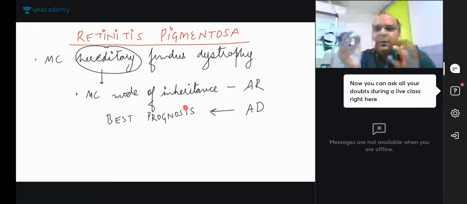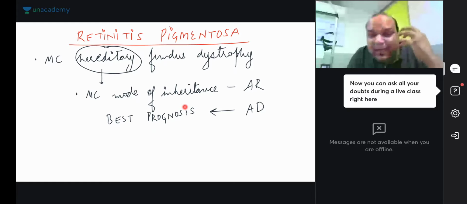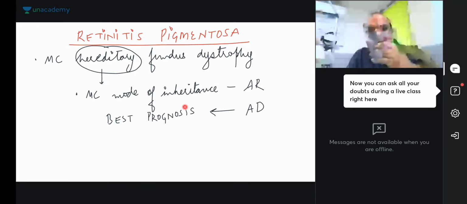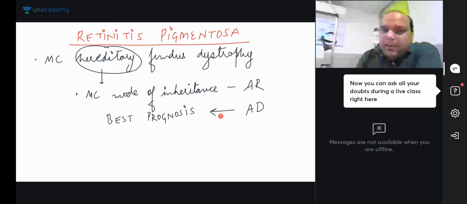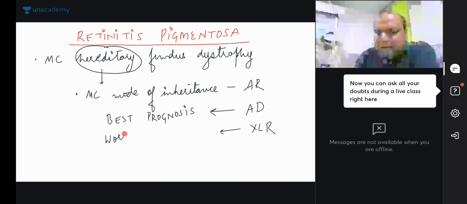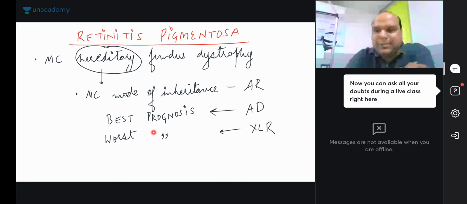I hope you understand the meaning of prognosis. Prognosis means outcome. And in the case of the eye, it means visual outcome. So if a patient has retinitis pigmentosa which is inherited autosomal dominant, his visual outcome will always be good. But it can also be X-linked recessive. If it is X-linked recessive, we say the retinitis pigmentosa cases have the worst prognosis. Am I correct, everybody? So the worst outcome will be in cases of X-linked recessive retinitis pigmentosa. These are three questions which are commonly asked.